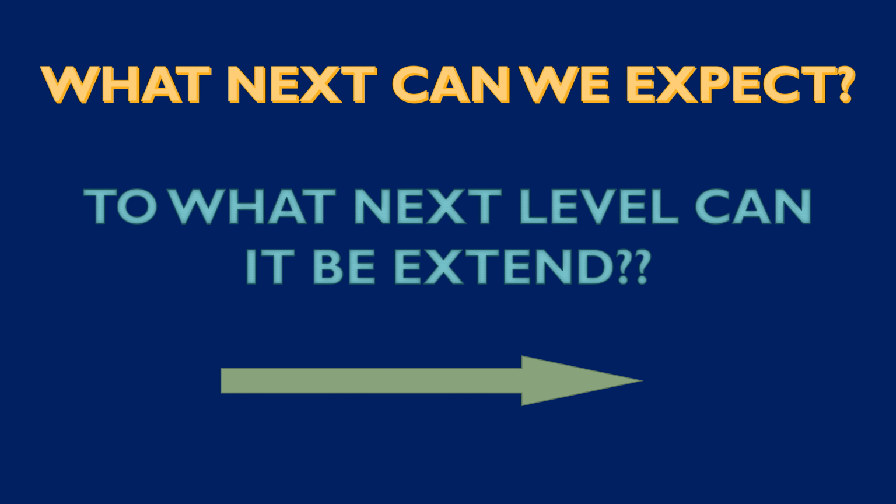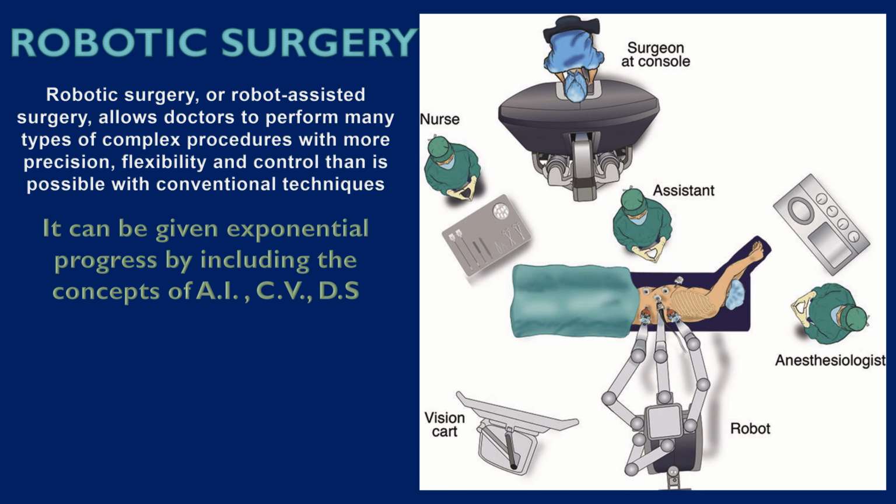Now, what next can we expect? To what next level can it be extended? Let's see. Robotic surgery. Robotic surgery, or robot assisted surgery, allows doctors to perform many types of complex procedures with more precision, flexibility and control than is possible with conventional techniques. It can be given exponential progress by including the concepts of AI, CV and DS.